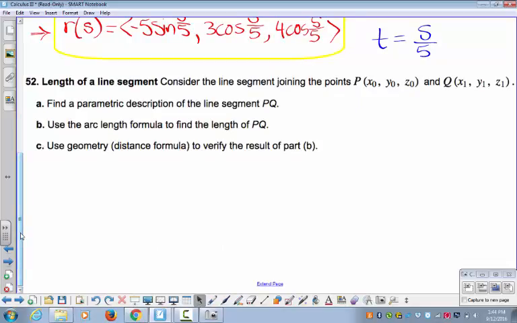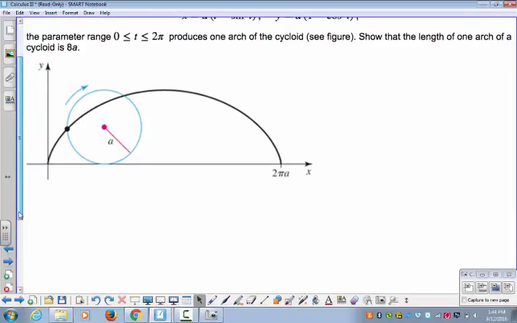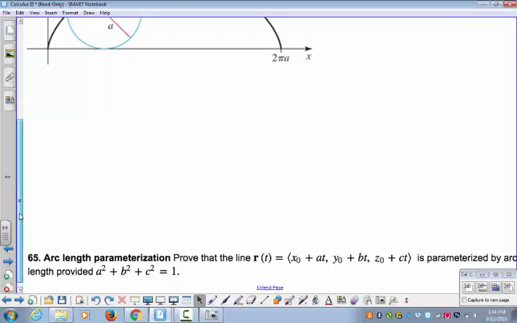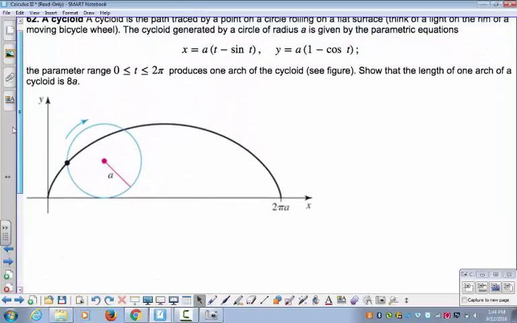All right. Let's see. I don't want to do this one. We've done enough. That last one's also super easy. I don't want to do that. Let's just take a look at the cycloid for a moment.